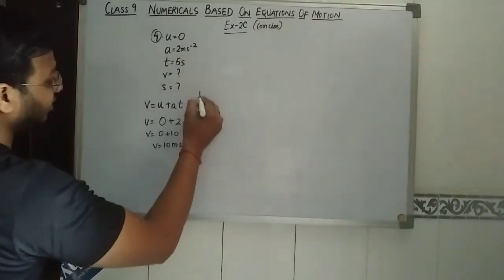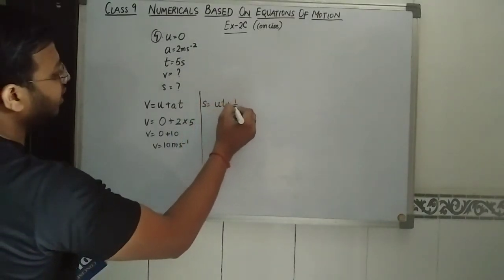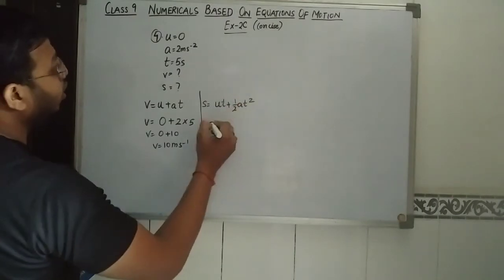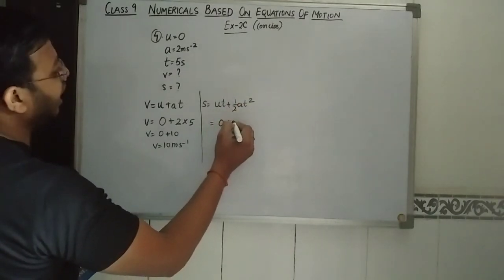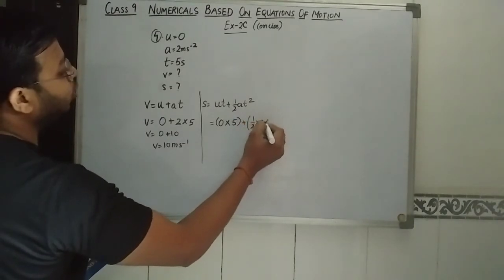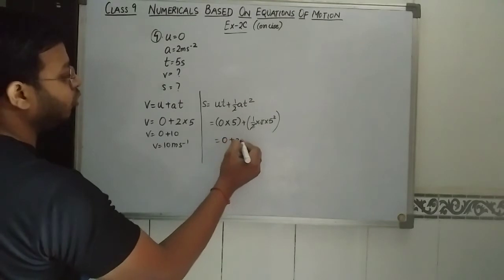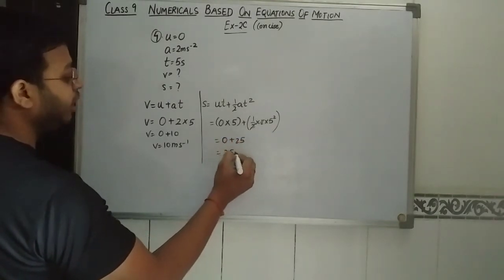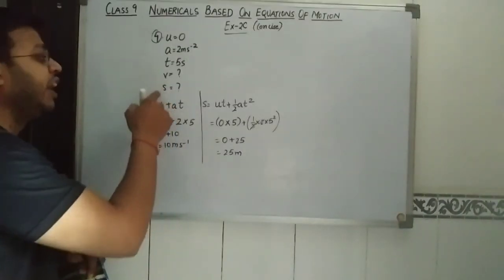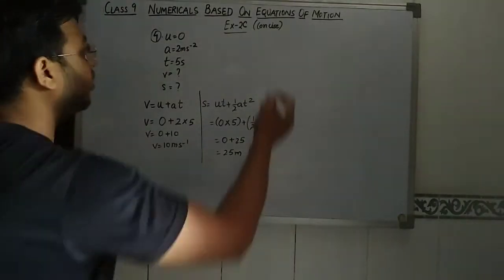That is the velocity. And for the calculation of S, displacement, we have to apply the second equation, ut plus half AT square. The value of U will be 0, time will be 5. So 0 into 5 plus half into 2 into 5 square. So 2 will be cancelled, it will become 0 plus 25. So the final answer will be 25 meter. Because we have to find two quantities in this question, that is why we have to apply two different equations.